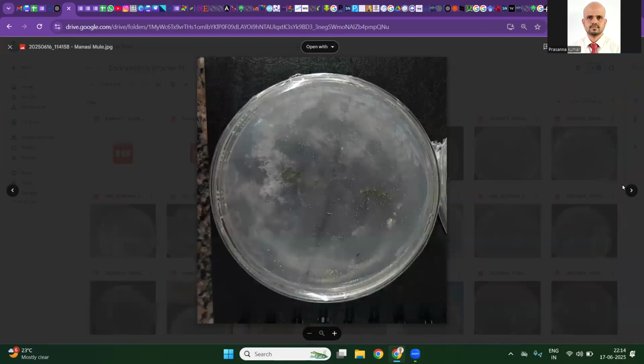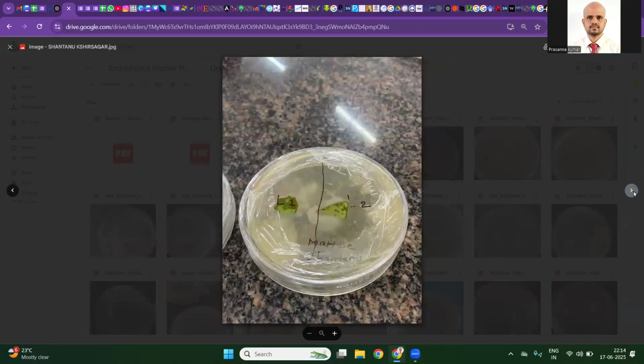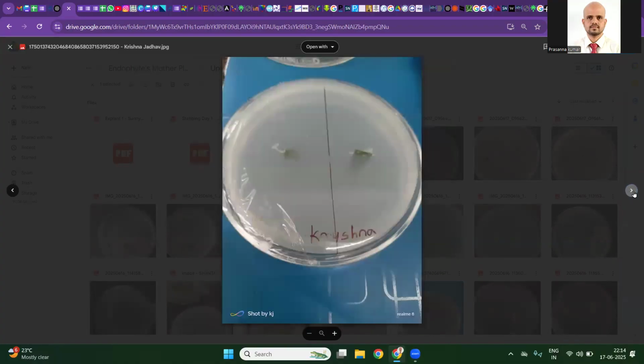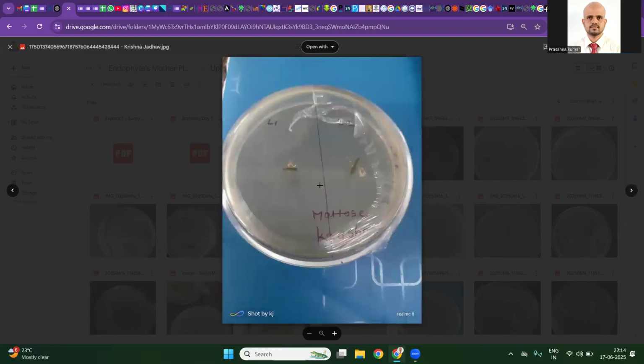So it's a malt extract agar. Use an appropriate background for the photograph. Always take the photograph near the window or using natural light, which will capture more details than your white light.